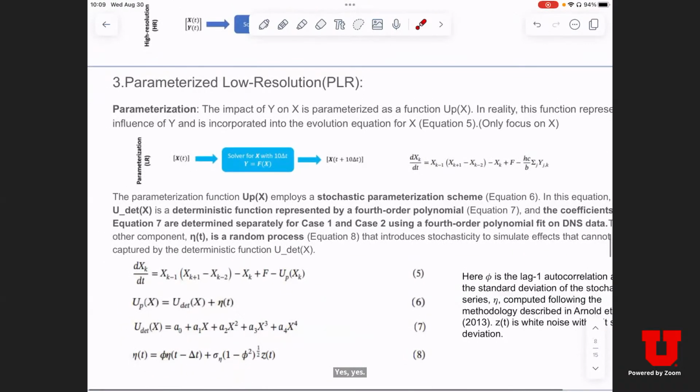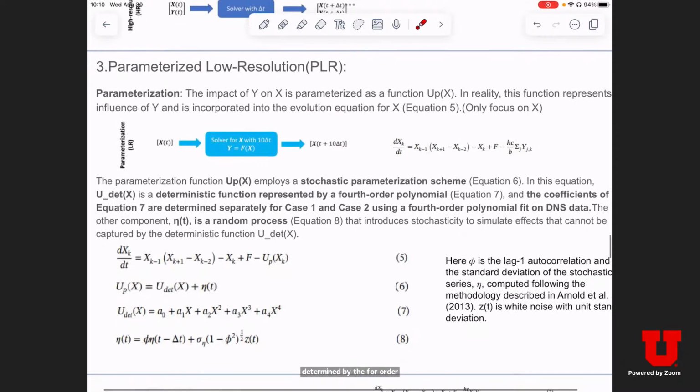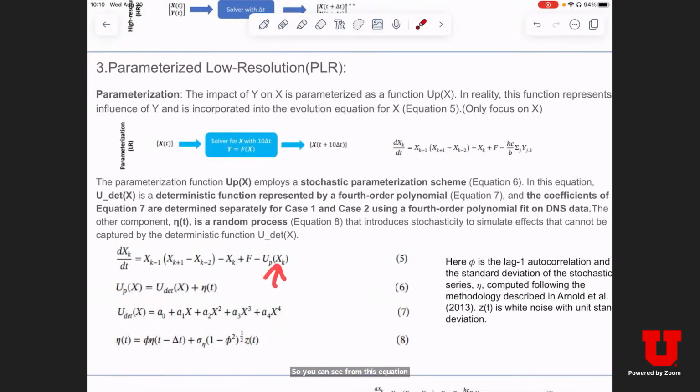Okay, I will move on to the third model. The third model is called pairwise loss with resolutions, which means they only focus on the x. This equation is from the original x, but we don't care about the y variable. So instead we will replace this term with this term, and this term is computed by only x, with some equations like this. This is called the random process, and UP(x) was determined by this value, and this value was determined by the four-order polynomial equation. So you can see from this equation, they only have the x variable.